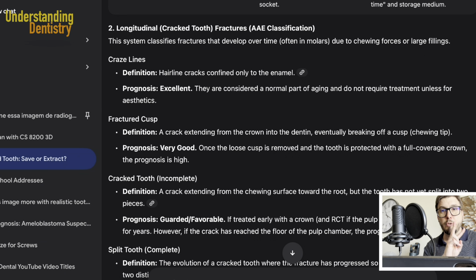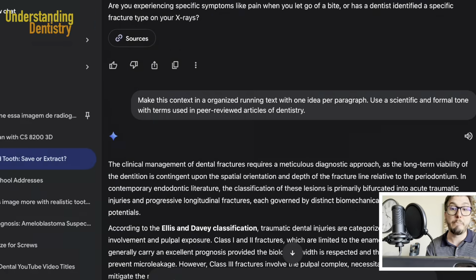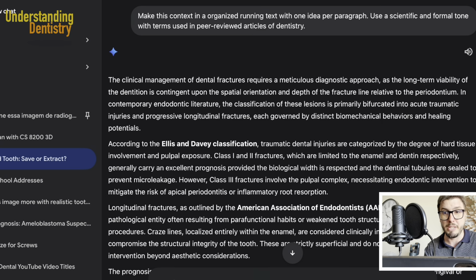Again, what are the two main points here? I am preparing my prompts better, giving more details, asking to use scientific terms and scientific articles, and my questions are more specific and less broad. So, two different, very important points. And now the third point, take a look at these other prompts here, in the same conversation with the Google Gemini, of course. Make this context an organized running text with one idea per paragraph, so that avoids hallucination from the AI algorithm. It's a little bit better.